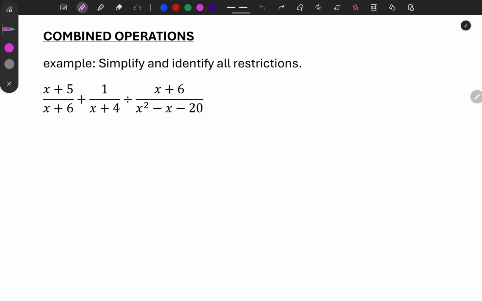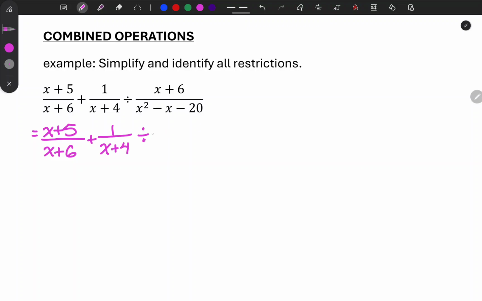I want to do the factored form first because I can see in that lovely denominator right there, once I factor it, it's going to be creating some restrictions there too. So let's just rewrite this right underneath. We've got x plus 5 over x plus 6 plus 1 over x plus 4.